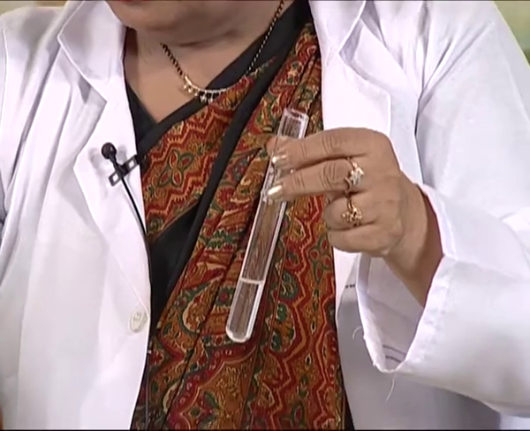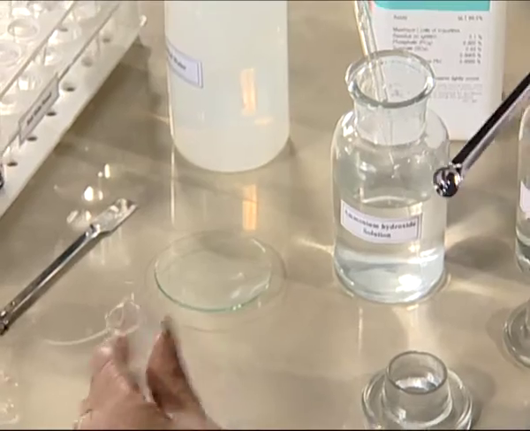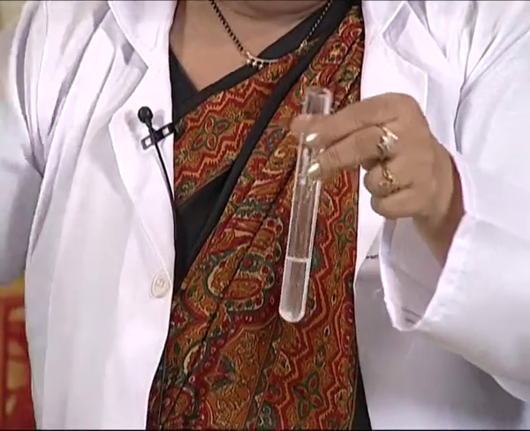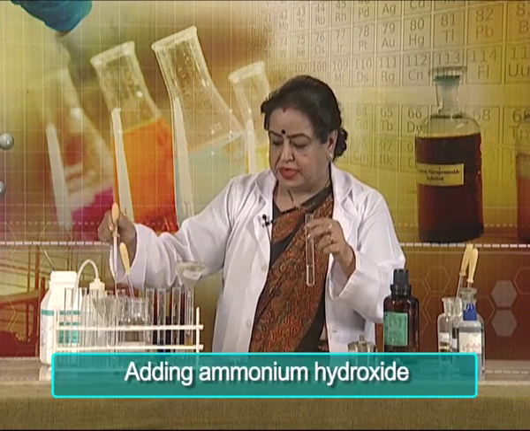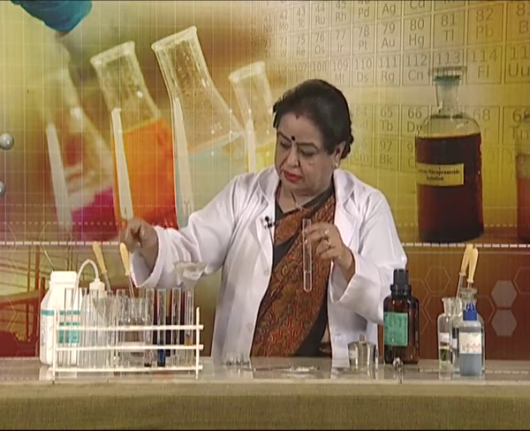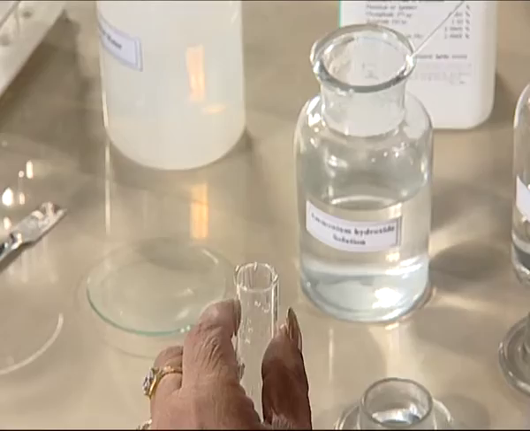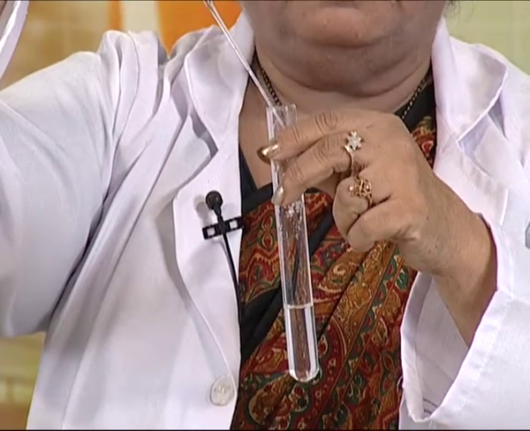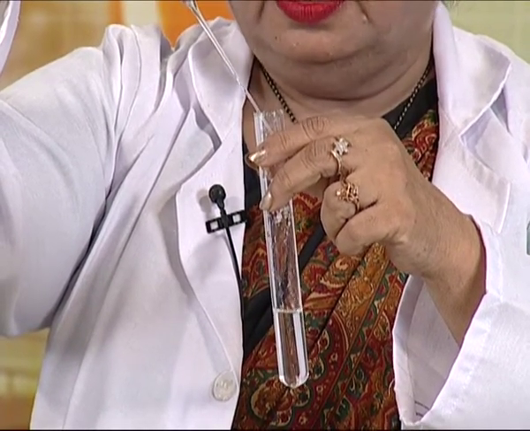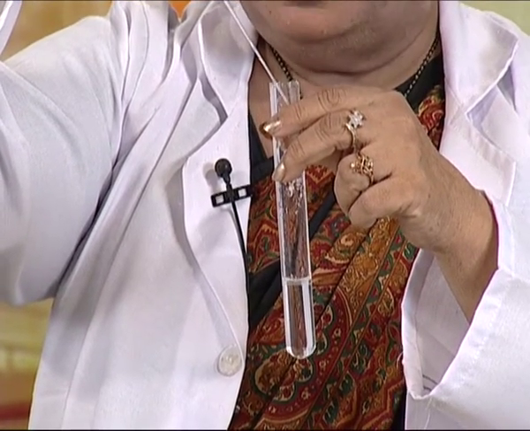A little more I will add, so that the amount is sufficient here. And once it has completely dissolved, then we will add ammonium hydroxide dropwise again. From this bottle containing ammonium hydroxide, I am transferring a few drops of ammonium hydroxide to this solution of aluminum salt containing aluminum ions, and see what color changes or any other changes we are able to note down.